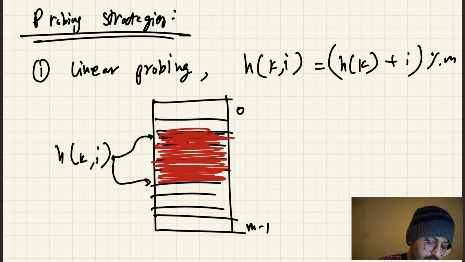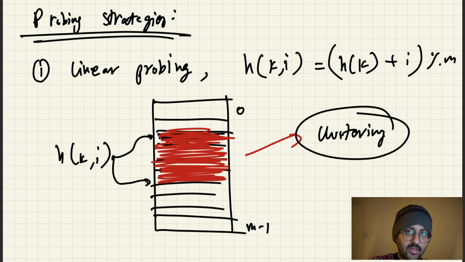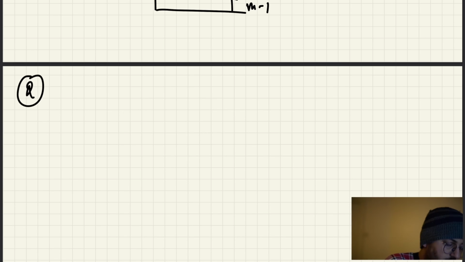There's a problem here. A cluster is being formed. The problem is clustering. You're not utilizing all the space and a cluster is being formed. Please jump a little farther. So what you can do is double hashing.